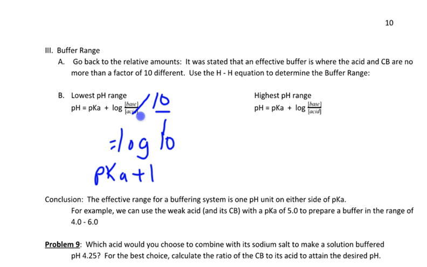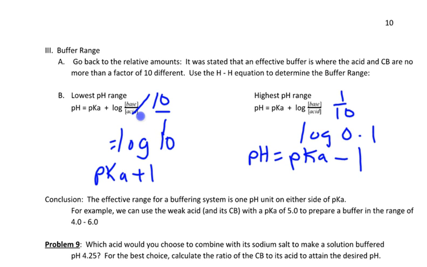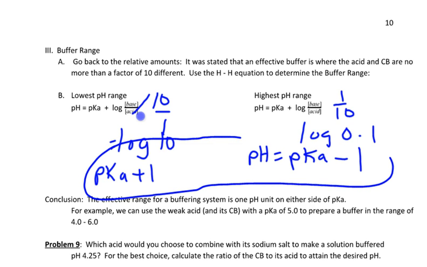Well, what about the other side? What if your acid is 10 times as strong as your base? Now this is the log of 0.1. And what is the log of 0.1? It is -1. So the lower limit is pH equals pKa minus 1. My range is really plus or minus 1. Going back to that previous problem where the pKa is 5, that buffer should have a range of 4 to 6. So add 1, subtract 1 from your pKa.